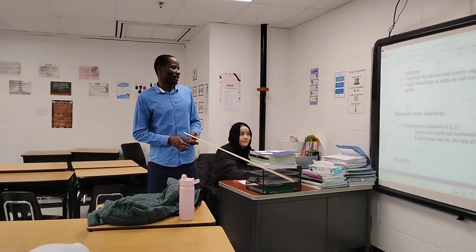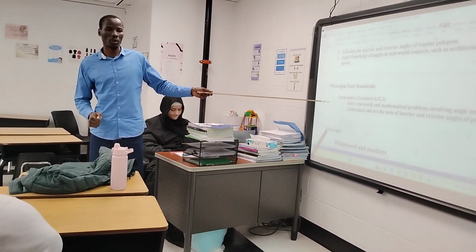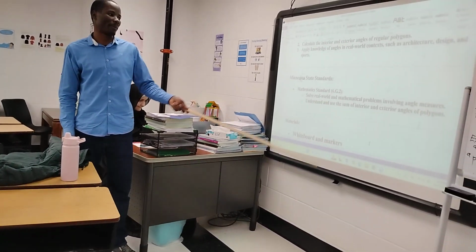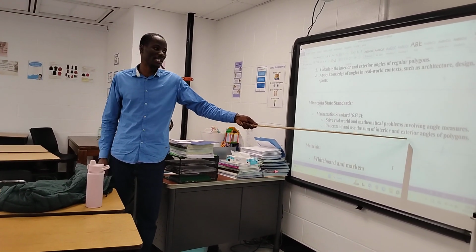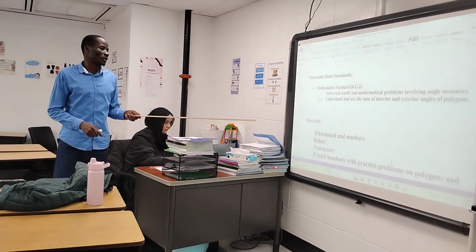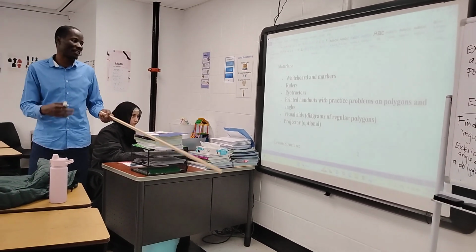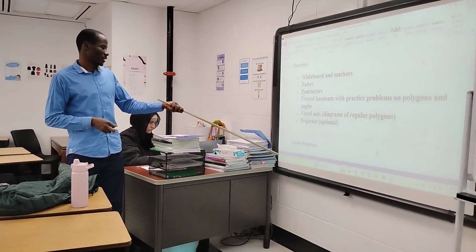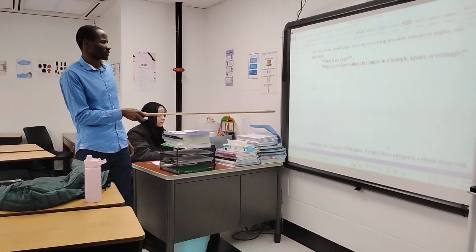Now here, what is the standard goal that we are supposed to look at? We are supposed to be able to solve real world and mathematical problems involving angle measurement, understand and use the sum of interior and exterior angles of polygons. Go down. So these are the materials that you are using. You can see we are using the whiteboard and the marker, the ruler, the protractors, printed handouts, which I have already given you. Go down again. The projector, which you are using.